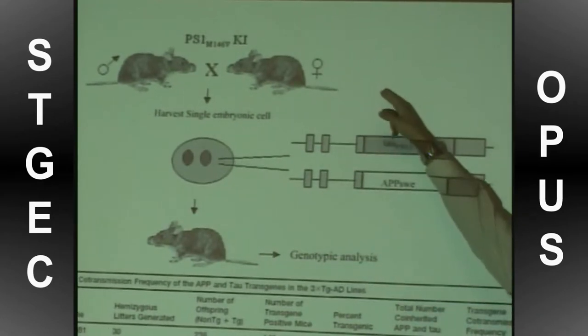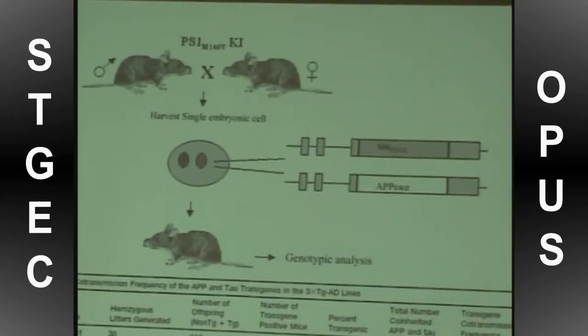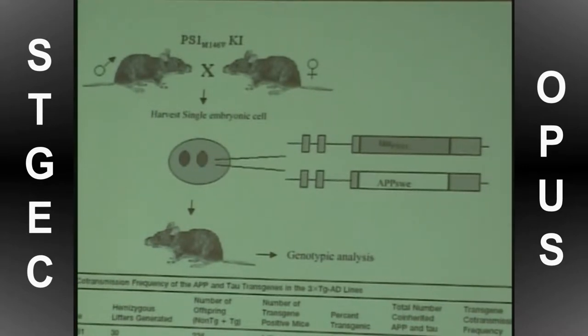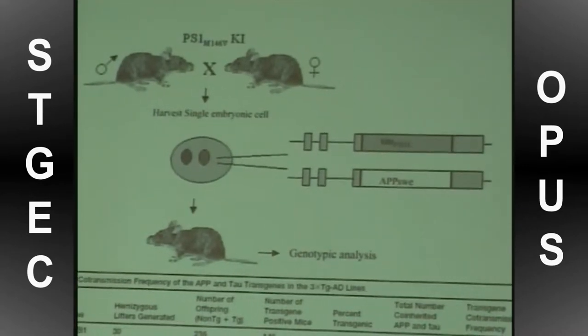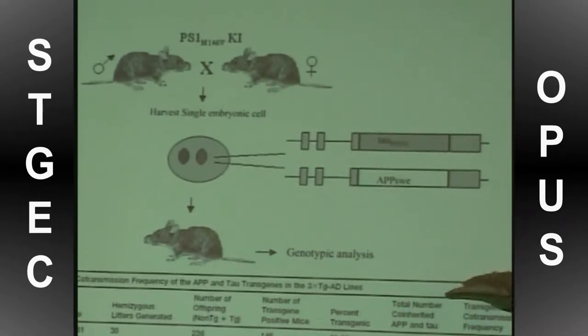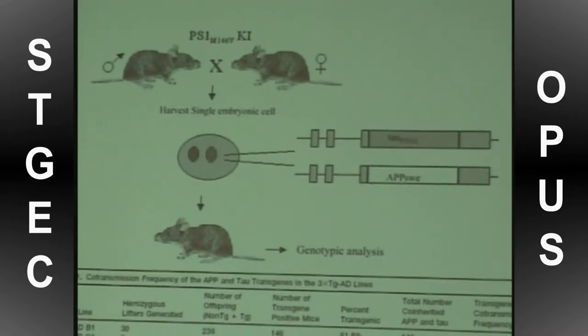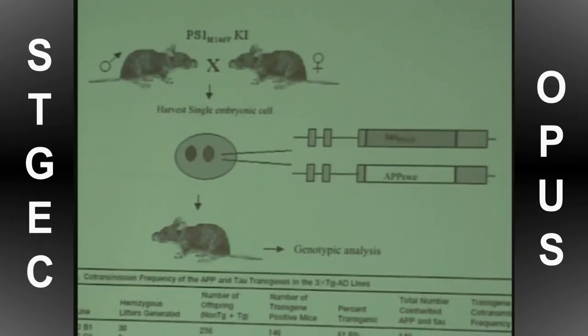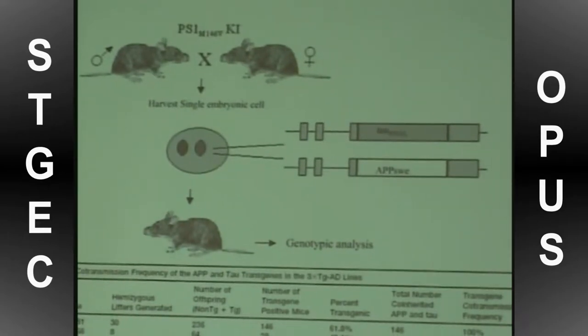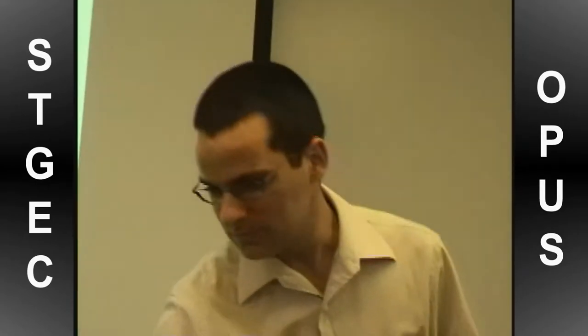And so as long as we breed the offspring to the parental line, 50% of the mice will be triple transgenic. So even though these mice are triple transgenic, they breed as easily as if they were a single transgenic animal. Moreover, we were able to breed these F1s to each other, and so now we have homozygous mice. They are homozygous for the mutation in the presenilin gene, and they are homozygous for these two transgenes.